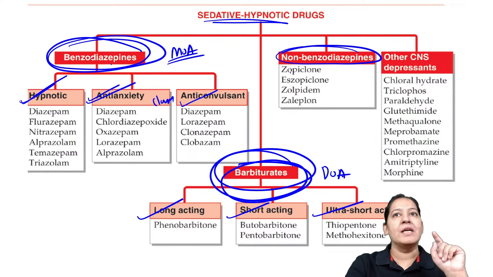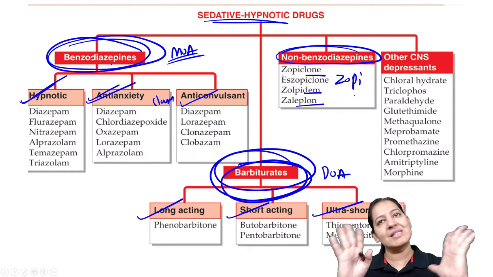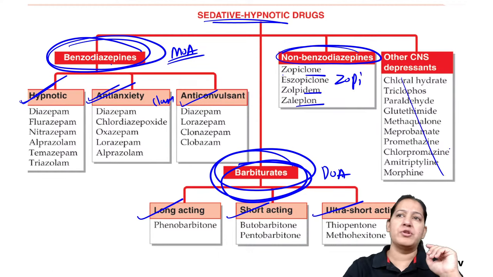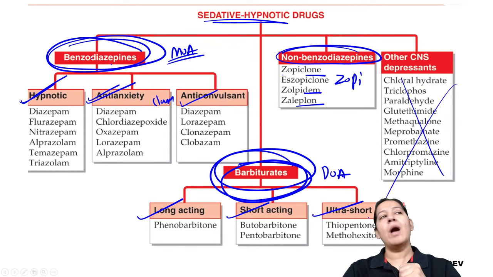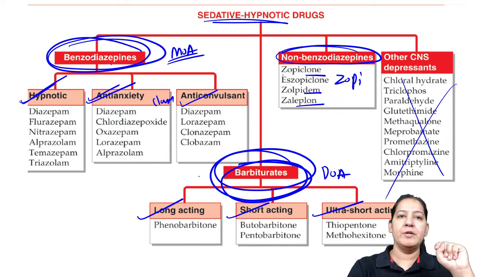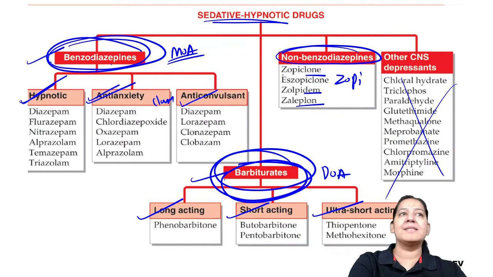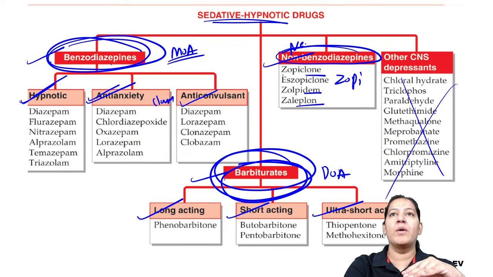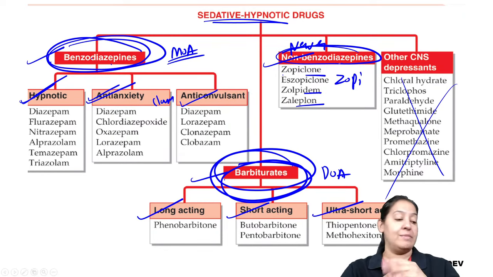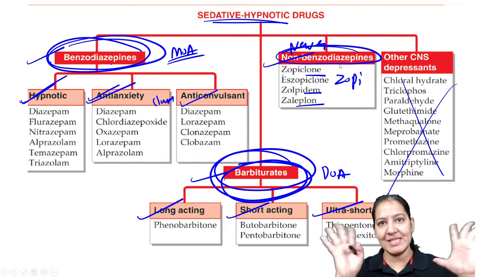These are zopiclone, zolpidem and zaleplon. The others I'm not going to teach you. So I'm going to teach you three broad categories of the drug here. I will start with barbiturates, then I will come to benzodiazepines, and then I will come to the newer drugs, the non-benzodiazepines. Everyone give me a thumbs up.